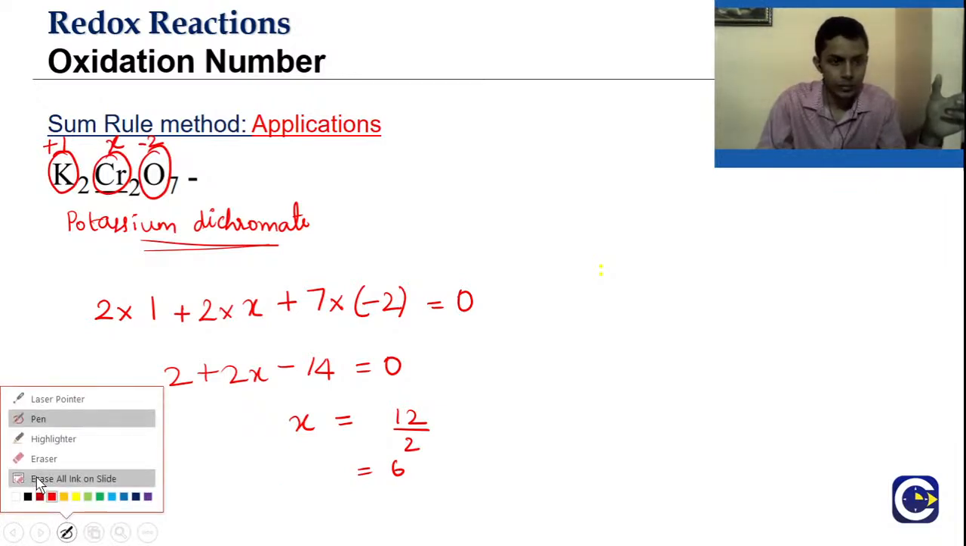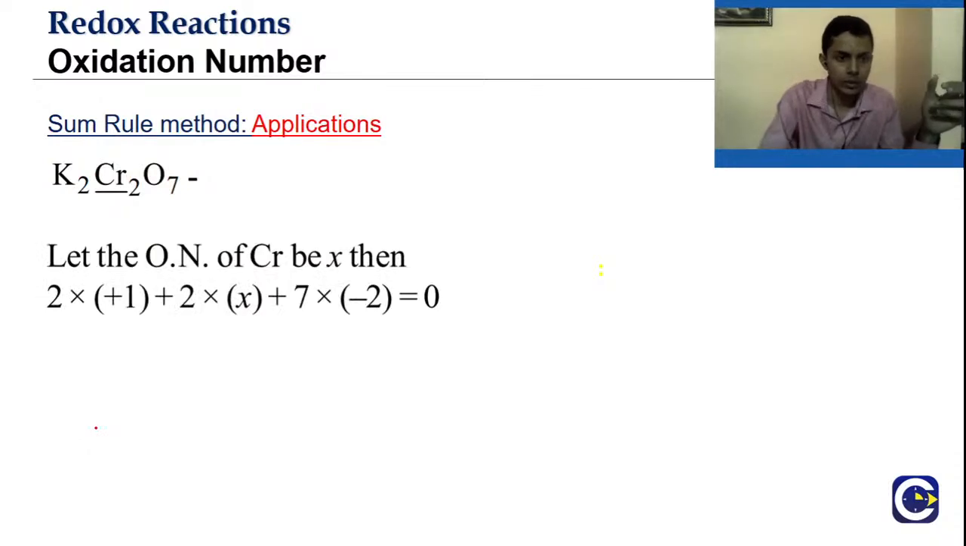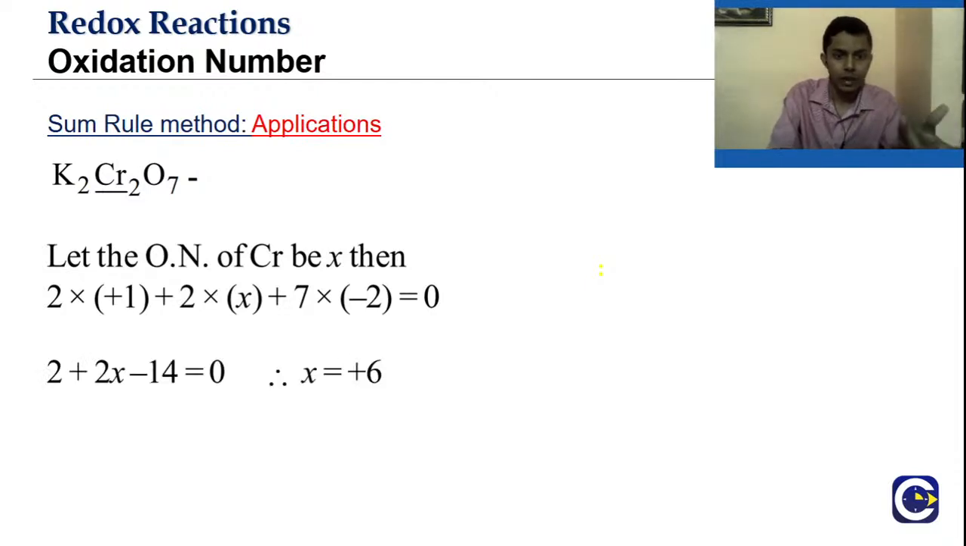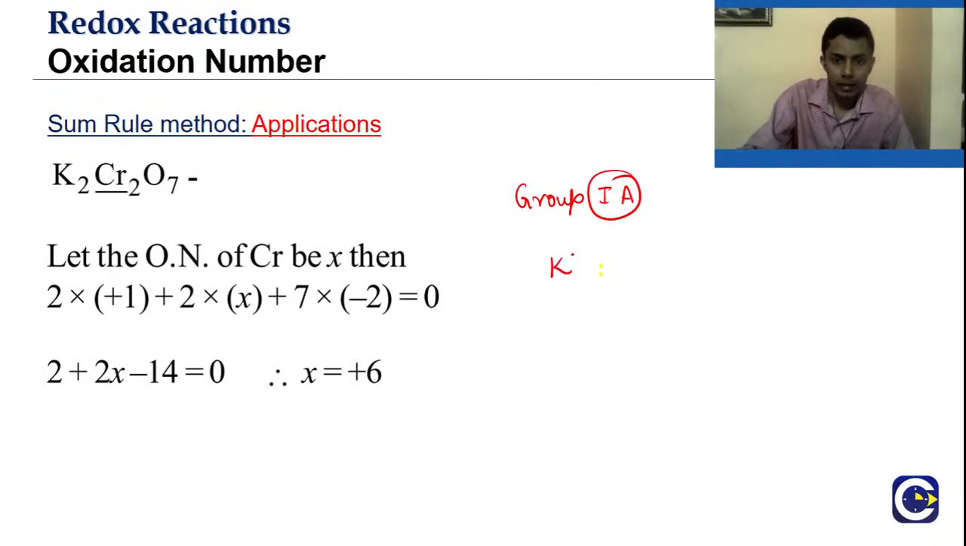Clear? So let us look at this solution. If the oxidation number of chromium is x, then we can apply the algebraic sum and we'll get the x value to be equal to 6. Potassium is group 1A, that means it can develop a notional charge of +1.